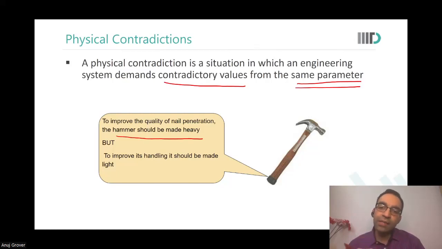So when there is the same component, the same parameter, and two justified contradictory requirements, that is when you have arrived at a physical contradiction. Every technical contradiction comes because there is an underlying physical contradiction somewhere. So if you're able to identify that, then you can apply these principles.